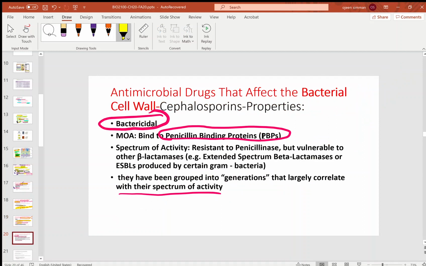Cephalosporins. Okay, so these are bactericidal. Their mechanism of action is they bind to penicillin binding protein. Cephalosporins are grouped into basically 4 generations: first generation, second generation, third generation, fourth generation, and the grouping is based on their spectrum of activity.